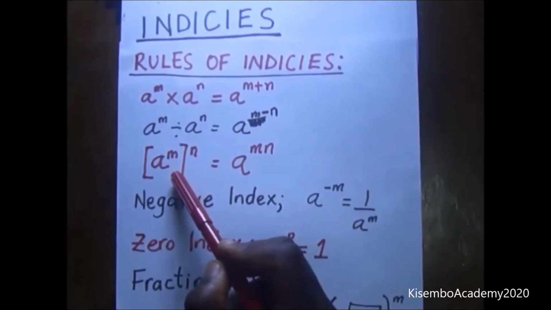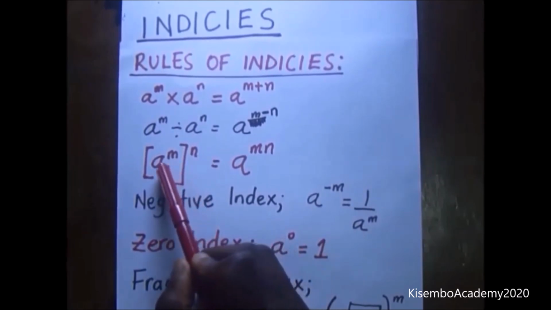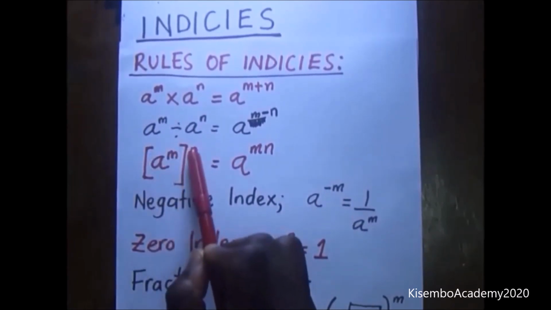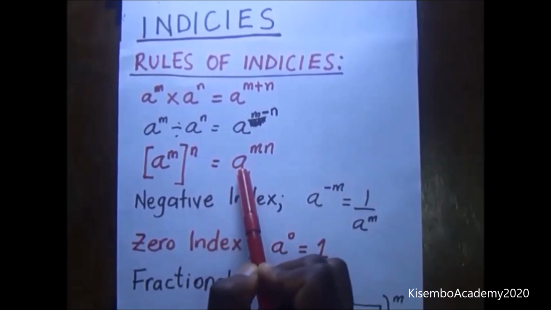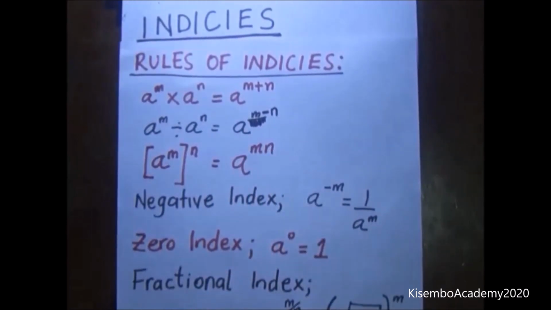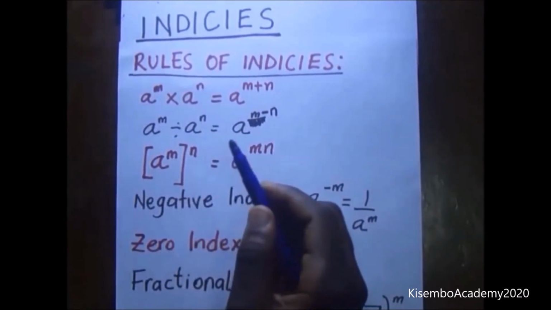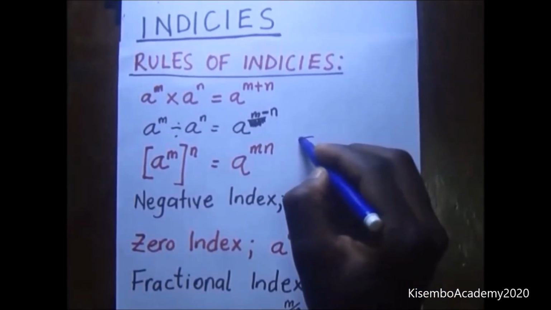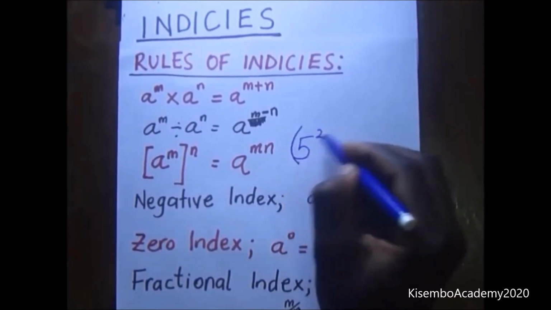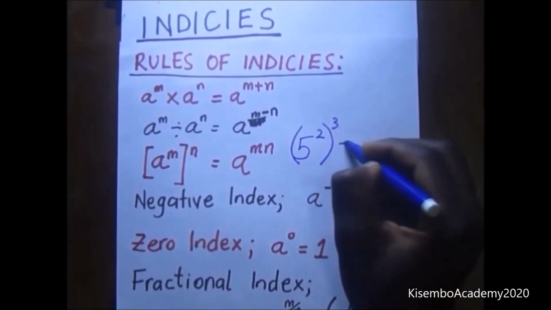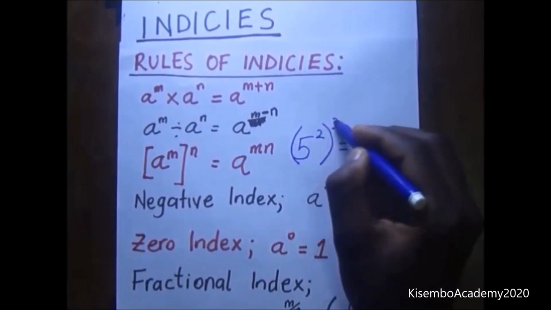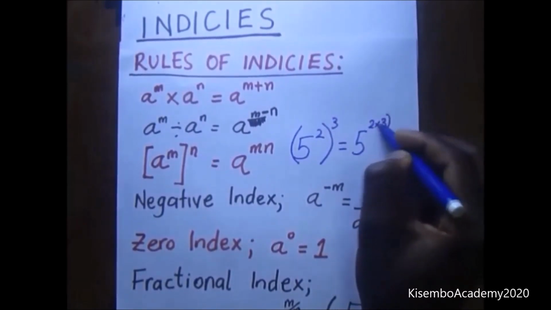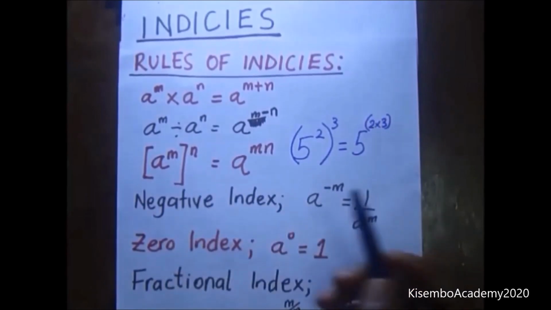Then, if we have an index a to the power m in brackets to the power n, it is as simple as saying a to the power mn. It means that the two powers are going to multiply each other. m and n will be mn. For example, 5 to the power 2 in brackets to the power 3 is the same as saying 5 to the power 2 times 3. That is what this arrangement means.